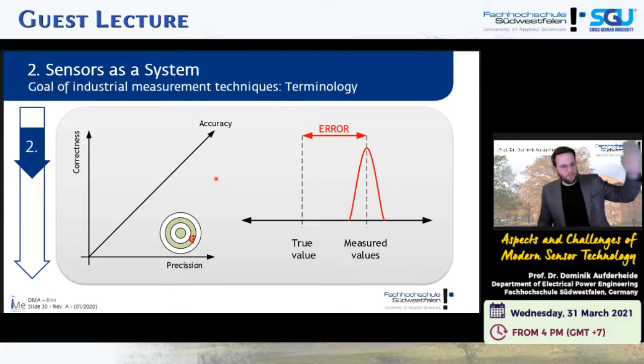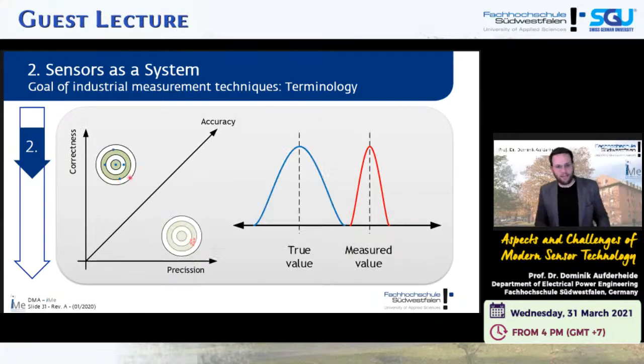Okay, now I take another person, please hit the darts, and he's hitting the darts like that. There we would say, oh, he seems to be quite correct because the darts are always around the middle, the bullseye, which we want to hit. But unfortunately, he's not very precise because he's just hitting in some cases the middle, and the others are somewhere around. This would be the opposite case where we say, okay, the mean value would be around the true value, but the deviation is quite huge.